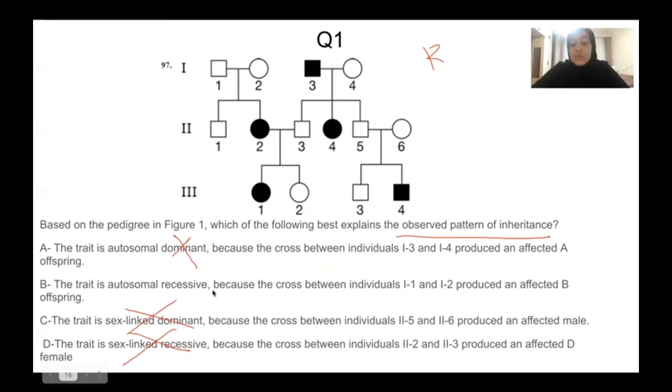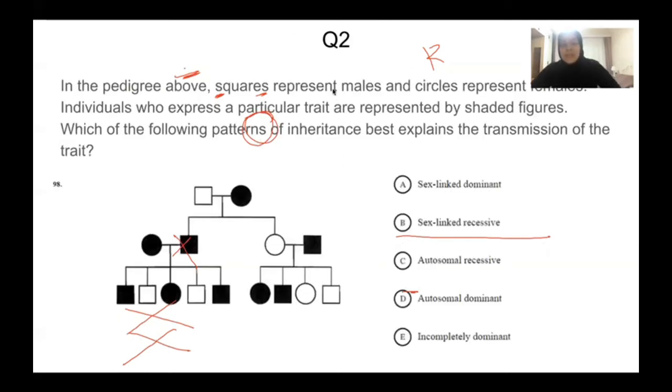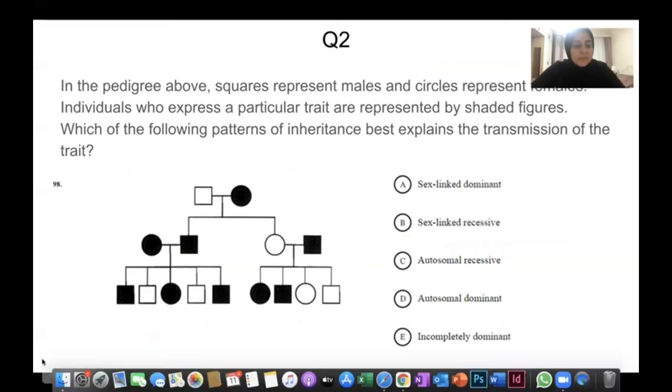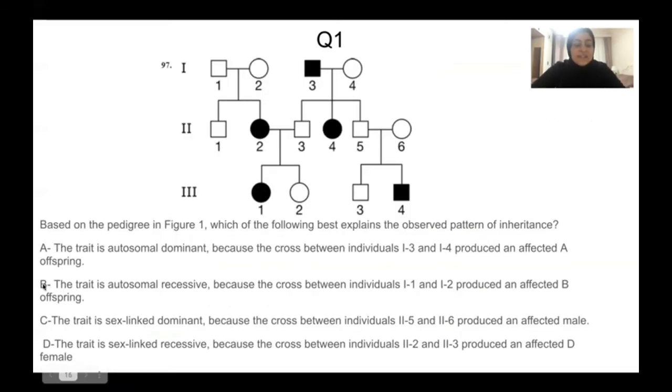So which means that B is the correct answer, but let's complete reading it. The trait is autosomal recessive because the cross between individual I1 and I2 produced an affected offspring, which is double I2. Yes. Here, the final answer is B.